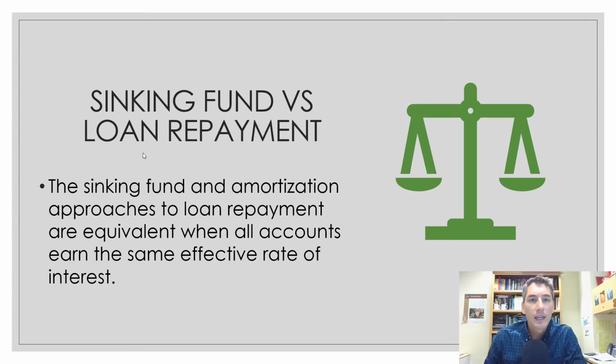Okay, so then sinking fund versus loan repayment. The sinking fund and amortization approaches to loan repayment are actually equivalent when all accounts earn the same effective rate of interest. So it turns out that if you had a given loan and given terms, you could sort of do it either way. If you had the same number of months, the same balance, and the same interest rate.